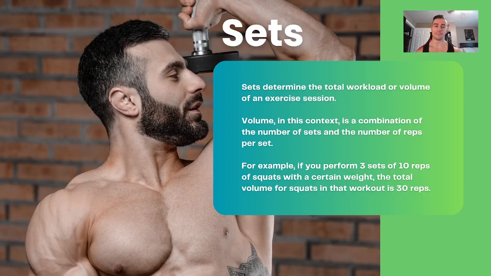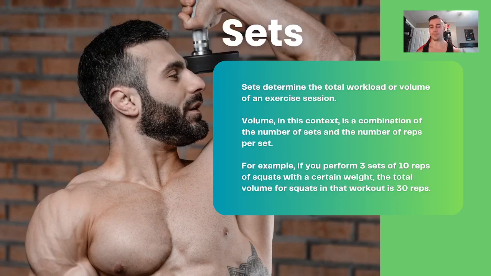So sets determine the total workload or volume of an exercise session. Volume in this context is a combination of the number of sets and the number of reps per set. For example, if you perform 3 sets of 10 reps of squats with a certain weight, the total volume for squats in that workout is 30 reps. So that's pretty much self explanatory.